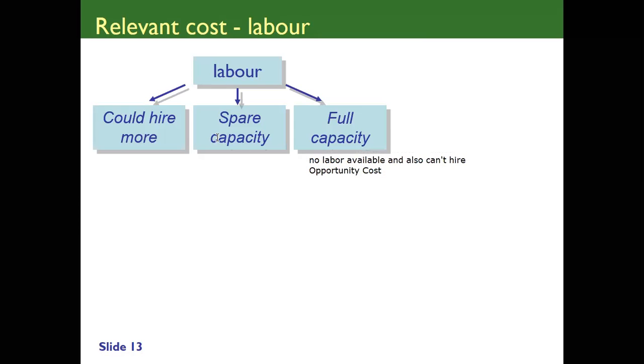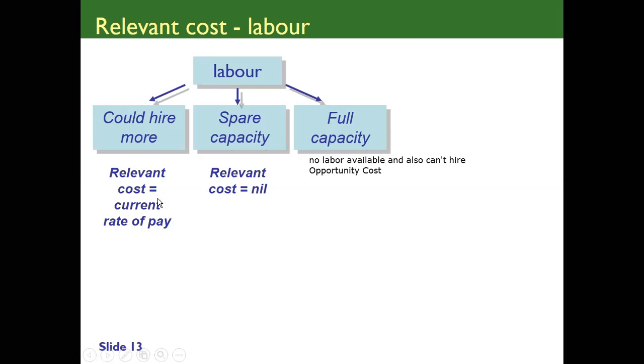If you have spare capacity, it means that your people are sitting idle. Just like you remember, $50 I was giving to someone, that was my spare capacity. Could hire more means that I don't have people, but I can hire them. So if I talk about the first one, could hire more, relevant cost is current rate of pay, because I will hire them from the market, and whatever market rate, it will apply. If it is idle capacity, if it is spare capacity, somebody is sitting idle, relevant cost is nil. And if it is full capacity, which means that I don't have it and I also cannot hire it, use the opportunity cost.